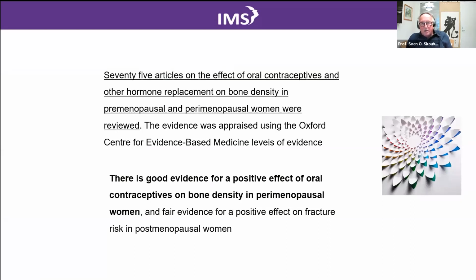And the evidence was appraised by the Oxford Center for Evidence-Based Medicine with the different levels of evidence you may know. The conclusion is that there is good evidence for a positive effect of all contraceptives on bone density in the perimenopausal women, and fairly good evidence for a positive effect, meaning prevention of fracture, when women have been on the OCs for more than 5 years in the perimenopausal period. It will prevent fractures in the postmenopausal period. So this is the contemporary conclusion on the combined OCs in relation to BMD, and quite reassuring for our clinical guidance or recommendations.